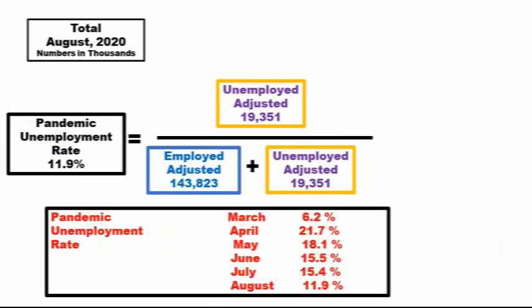Calculating the pandemic unemployment rate, the number of unemployed over the labor force, results in a calculation of 11.9%, an increase from the 8.4% in the official unemployment rate. Between April and August, the pandemic unemployment rate has been consistently higher than the official unemployment rate and was over 15% until August.